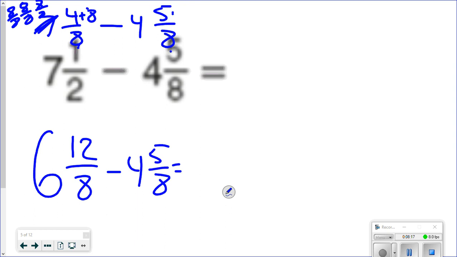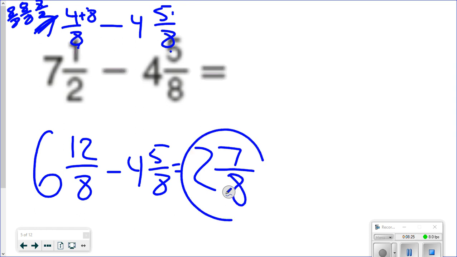Now I can subtract. 6 minus 4 is 2. 12 minus 5 is 7. And then I have my 8. There is my answer, 2 and 7/8. It's much different than 3 and 1/8.